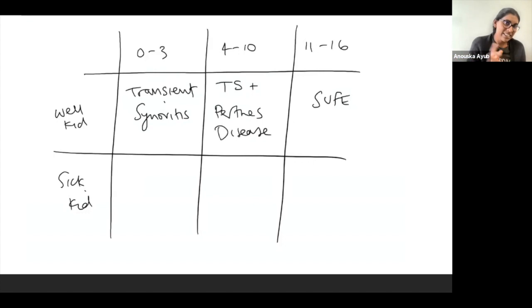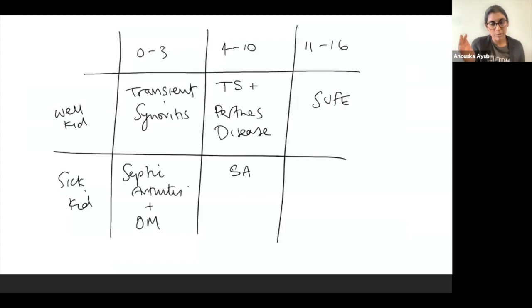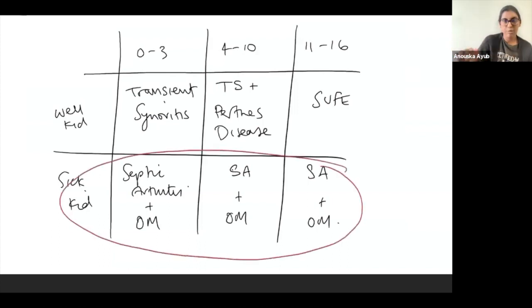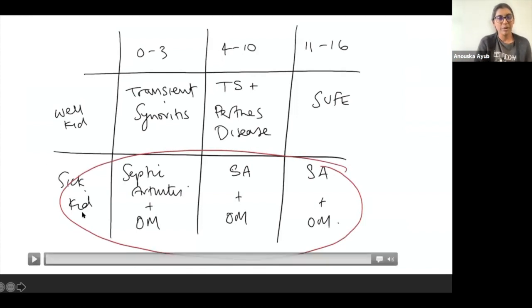In sick kids, 0 to 3, you're thinking about septic arthritis, and you're thinking about osteomyelitis. Obviously, it could be something less dramatic, but those are the things we're worried about. And guess what? It's the same in the 4 to 10, and it's the same 11 to 16. So sick kids, hip pain, knee pain, ankle pain, worry about septic arthritis and osteomyelitis across the board. Okay, so since the well kids is a little bit less spicy, we'll go for them first.